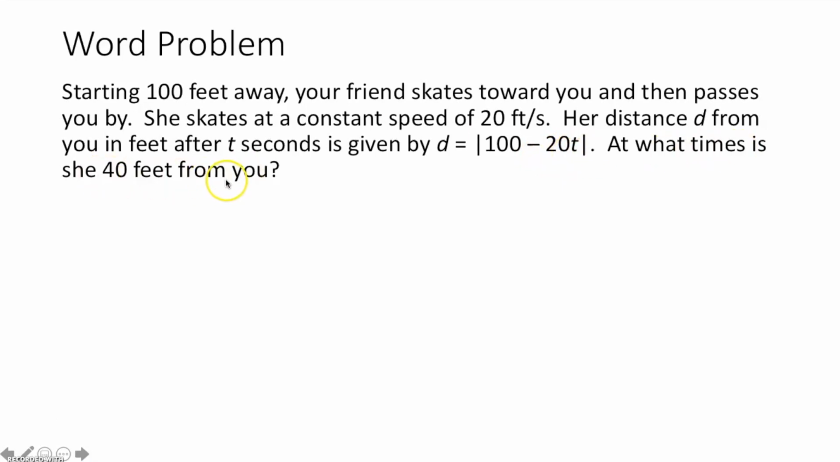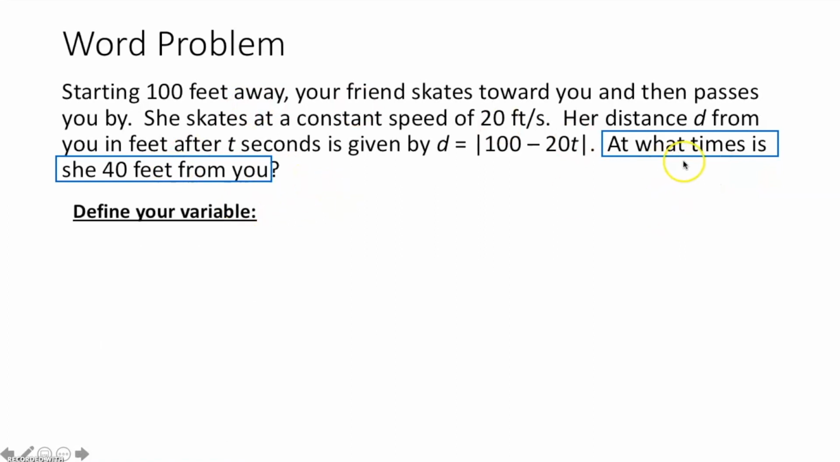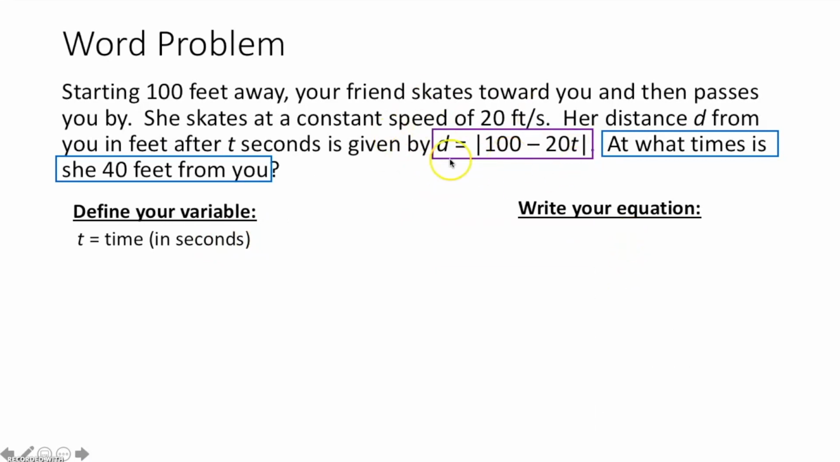So in a word problem, step 1, we're not scared. Step 2, what is it asking? It's asking at what times is she 40 feet from you? So step 3, when we define our variable, we're looking for the times she's 40 feet from you. So t is equal to time in seconds, because right here it says t seconds. Next, since we have our variable, we're going to write our equation. Oh, look at the question. It's got an equation for us that we're going to use. Sweet. So we have d is equal to the absolute value of 100 minus 20t.